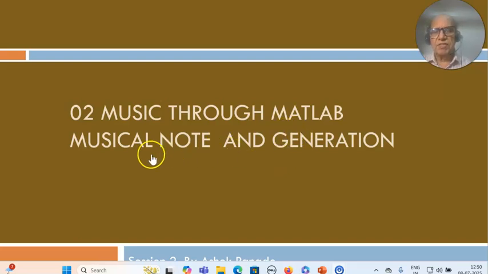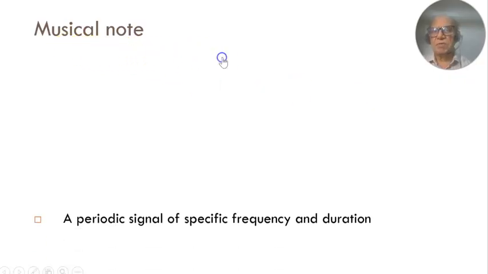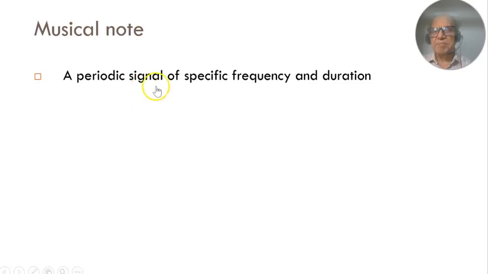Alright, so first we start by trying to understand what is a musical note, and then we will see how to generate it. Alright, so what is a musical note? It's basically a periodic signal of specific frequency and duration.